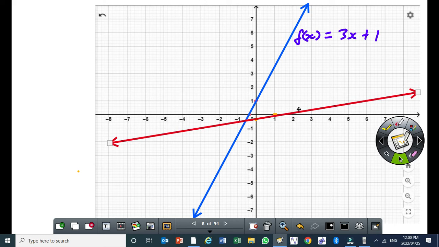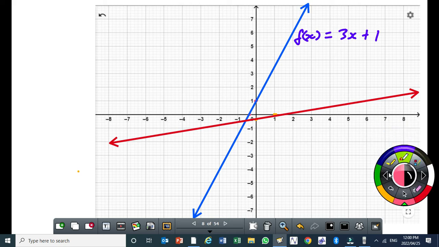Okay. All right. Can I have your attention? So we have our two graphs. Then I need to label the inverse: f of minus 1 of x equal to a third x minus a third. Now check this. Can I have your attention, please?